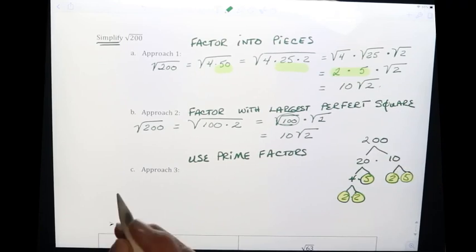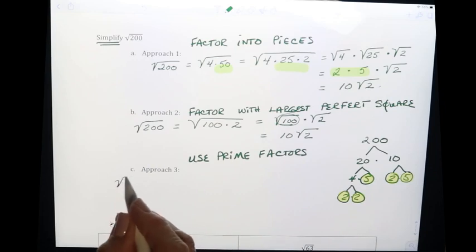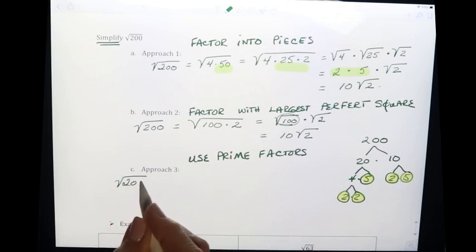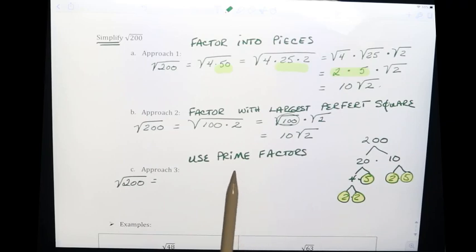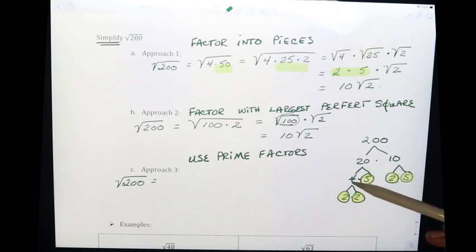And the last technique is probably the most time consuming, but sometimes it's the only way you can figure out which way to go with it. It's called using prime factors. So you can see me out here creating a factor tree. I started with 20 times 10. These are both still composite numbers, so I need to break down further. This 20 I took down into 4 times 5. I'm circling the 5 because it's prime. And then you see me splitting the 4 into 2 times 2.